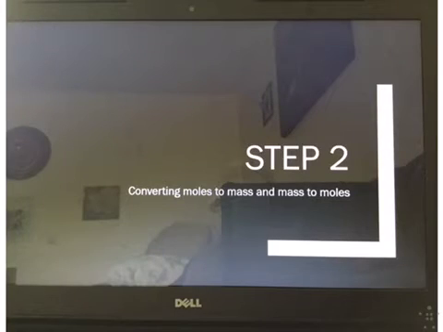Hi everyone. So it's time to move on to step 2 in our process to stoichiometry. We learned about molar mass in our first video, and so today we're going to talk about using molar mass to convert moles to mass and from mass to moles.